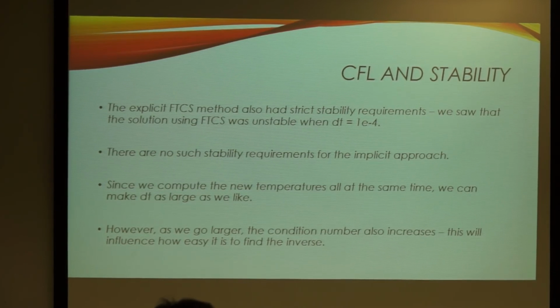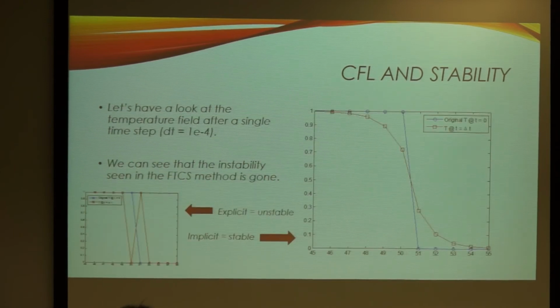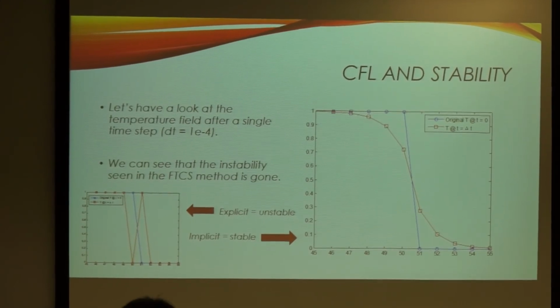But as your dt gets larger, your dispersion error is going to get larger, but you guys can't see that. We don't want to talk too much about that. Since we can compute the new temperature all at the same time, we can make dt as large as we like. So let's have a look at what will happen. If we set dt to be 1 by 10 to the negative 4 and you use FTCS, this is last week's unstable answer. You see these wiggles appear, local minima and maxima in your solution. That means that your solution is unstable.